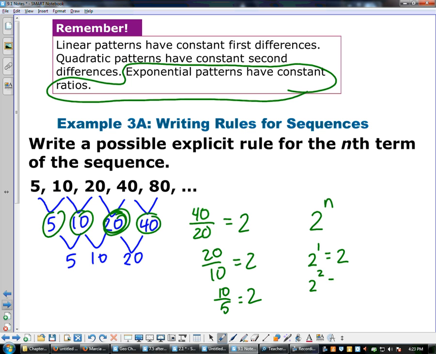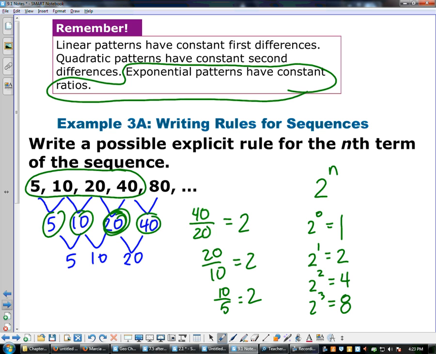If it's 2 to the second, it's 4. If it's 2 to the third, it's 8. But we weren't getting 2, 4, and 8. We were getting 5, 10, 20. And really, let me back this up a little bit and say we really could have started with 2 to the 0 is 1. So instead of 1, 2, 4, 8, we had 5, 10, 20, 40.